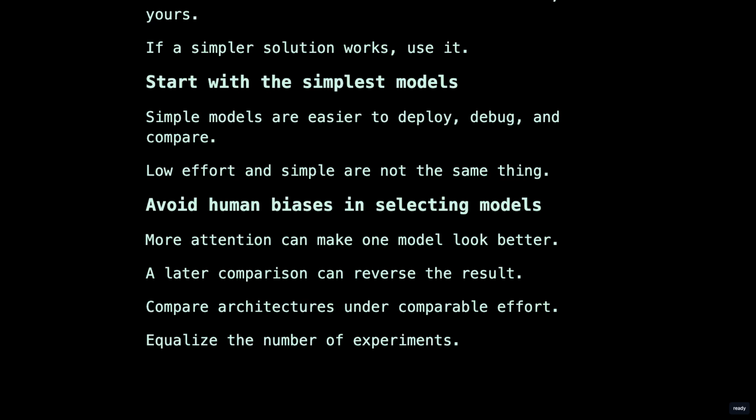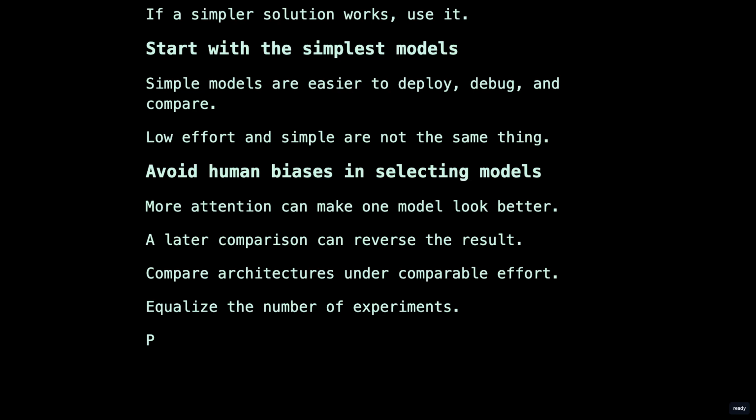A fair comparison means giving both candidates a similar amount of search effort. Otherwise, the better result may simply belong to the model that was explored more thoroughly. A model does not live in a vacuum. It depends on the task, the training data, the test data, and the tuning process. Because of that, broad claims that one architecture is always better are usually too strong.